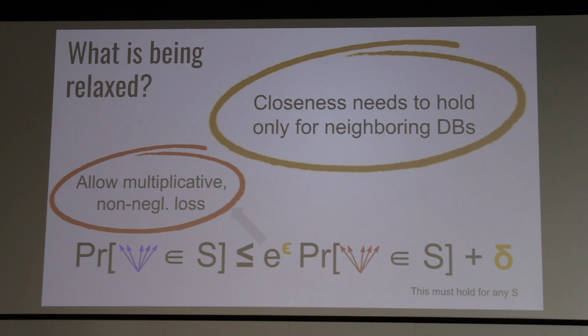What exactly are adjacent neighboring databases? This is the same as in differential privacy. Two databases are neighboring if they differ in exactly one position, and everything else is the same.